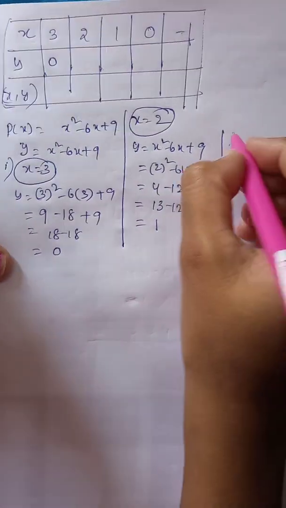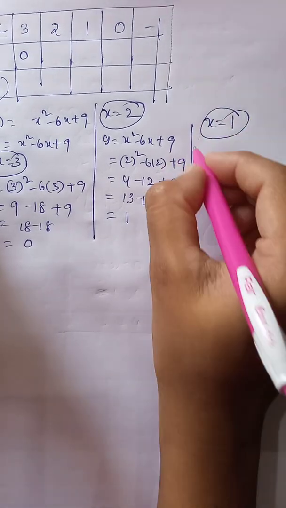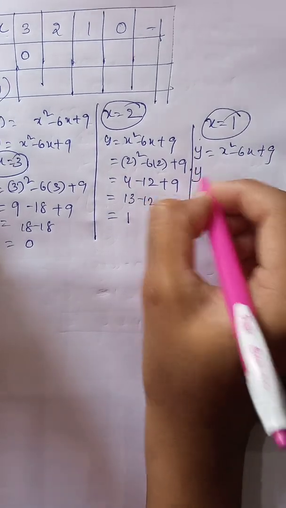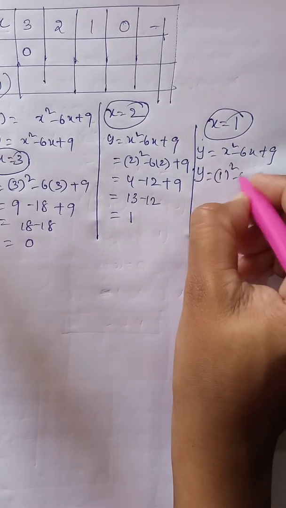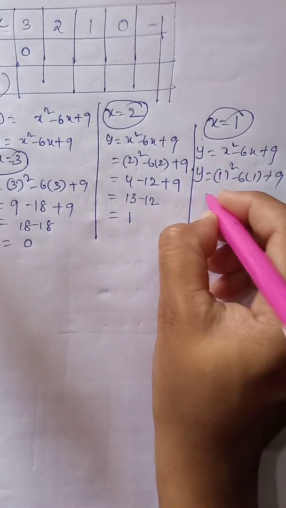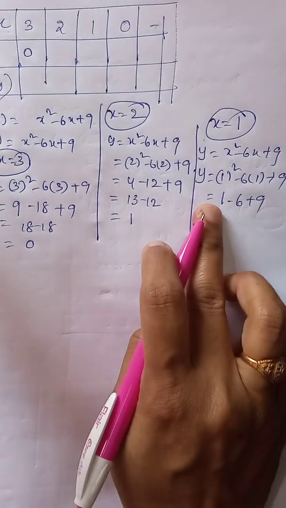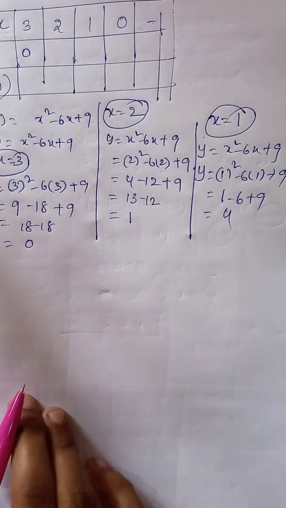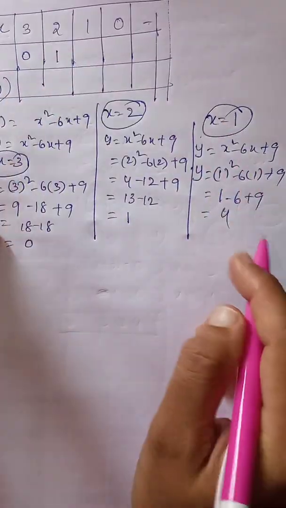Okay, next x value is 1. y equal to x square minus 6x plus 9. Substitute x value 1. 1 whole square minus 6 into 1 plus 9. 1, minus 6, plus 9. 9 plus 1 is 10, 10 minus 6 is 4. Here the y value is 4.